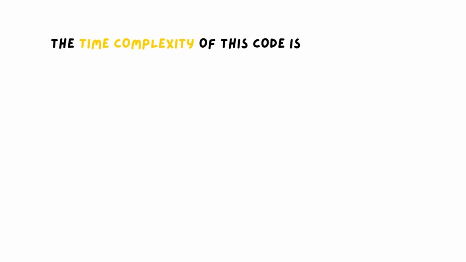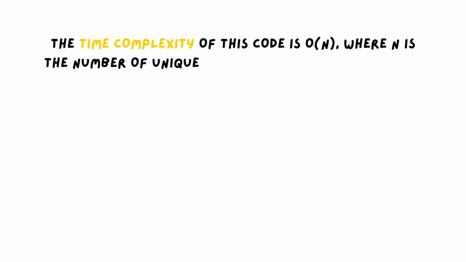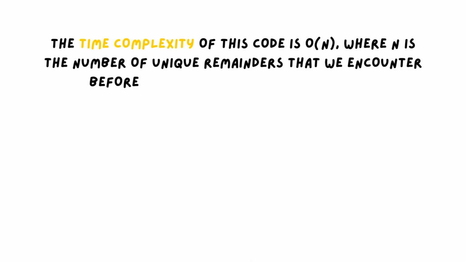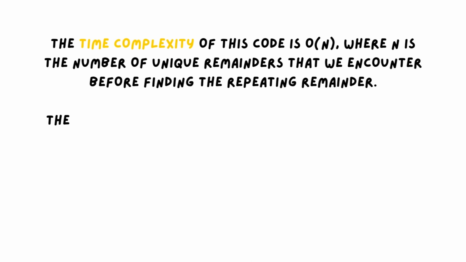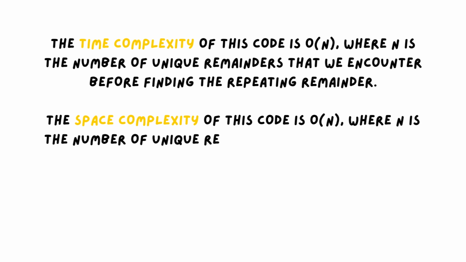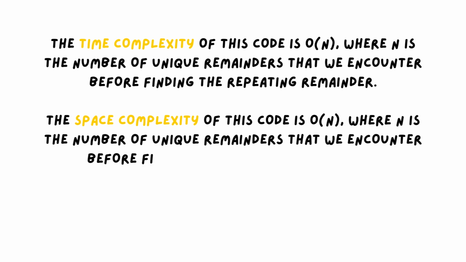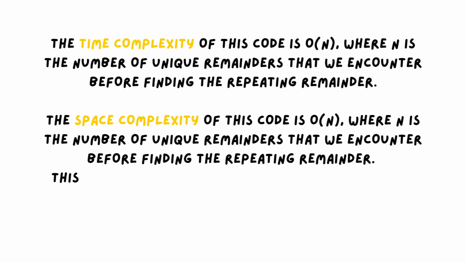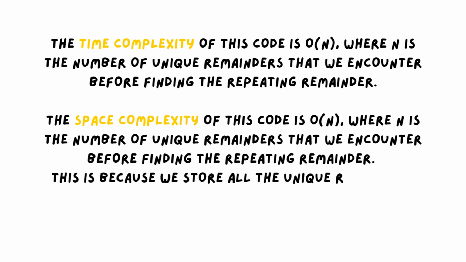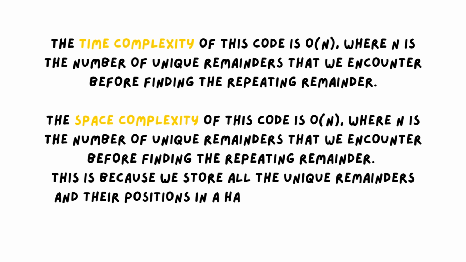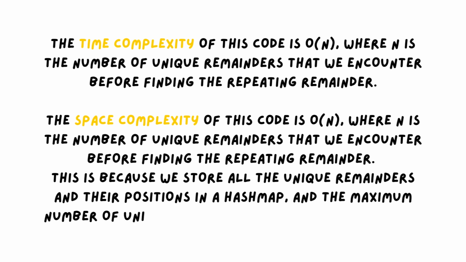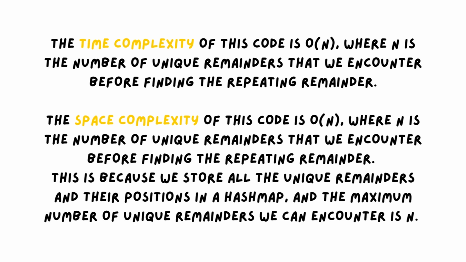The time complexity of this code is big O(n), where n is the number of unique remainders that we encounter before finding the repeating remainder. The space complexity of this code is also big O(n), where n is the number of unique remainders that we encounter before finding the repeating remainder. This is because we store all the unique remainders and their positions in a hash map, and the maximum number of unique remainders we can encounter is n.